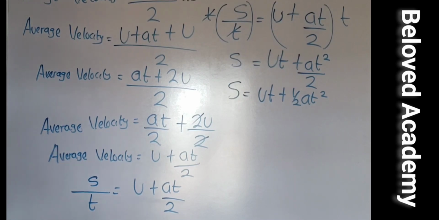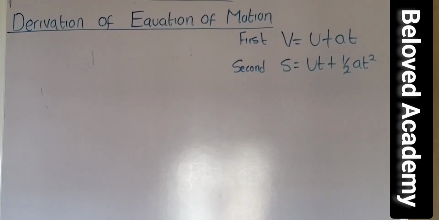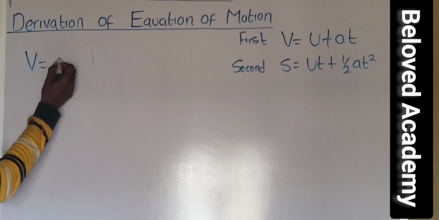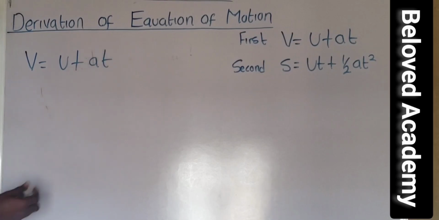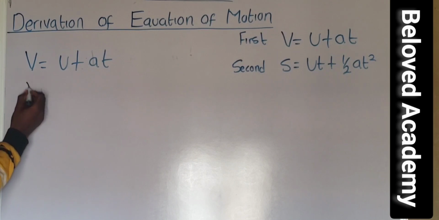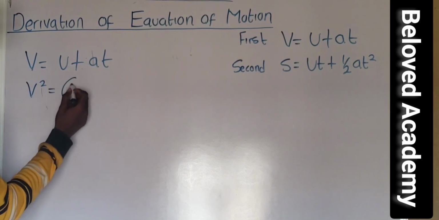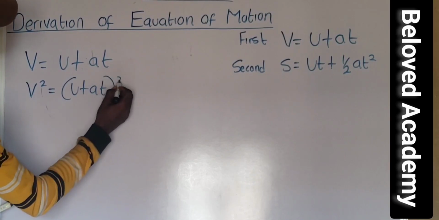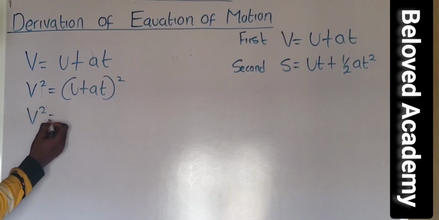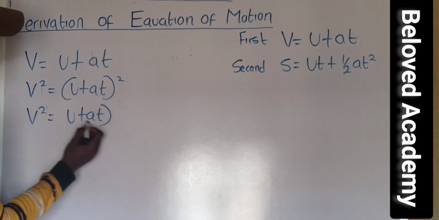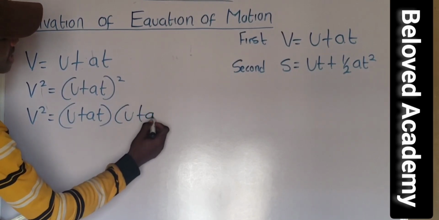Okay, now let's proceed to the third equation of motion, the derivation of the third equation of motion. The third equation of motion can be derived from the first and second equations of motion. Just pay attention. Now, the first equation of motion is v equals u plus at. Now, we are going to square both sides. I'm going to have v squared equals (u plus at) squared. So v squared equals u plus at multiplied by u plus at. Do you understand?